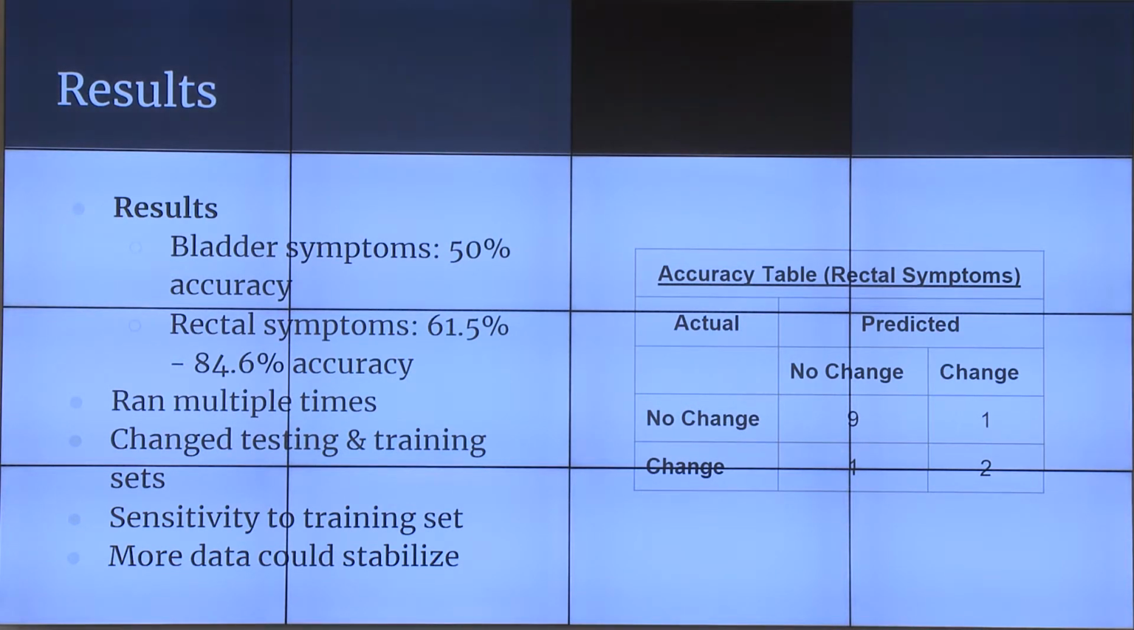But we do believe that having much more data would be able to stabilize this accuracy to one number. And now here I have an accuracy table for the rectal symptoms. So based on this table, we have the 13 patients that our model tested on at the very end after training. Out of the 10 patients that did not have a change in symptoms, our model was actually able to predict 9 out of 10. And out of the 3 that did have a change in symptoms, our model was able to predict 2 out of 3, which overall seemed pretty good to us.